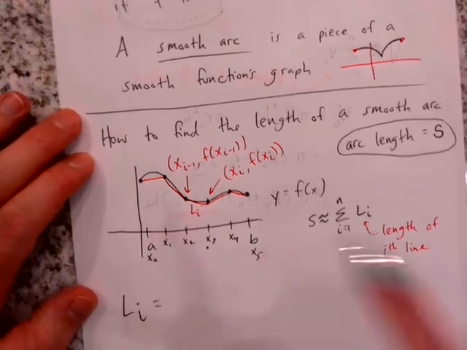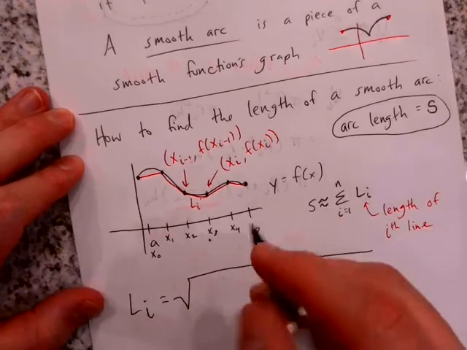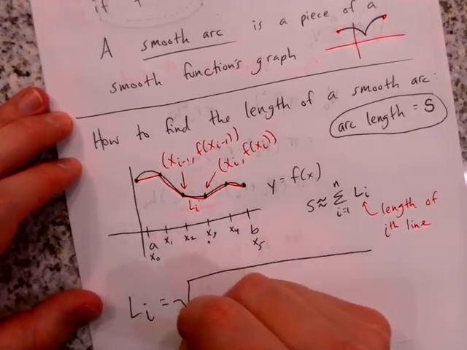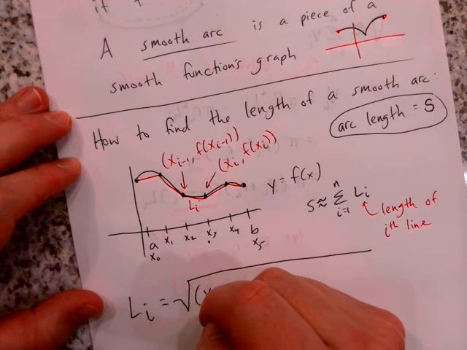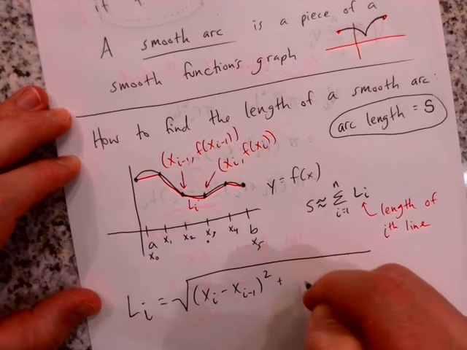And the length of that line, we know, because it's just the distance formula. It's just the change in x squared plus the change in y squared.